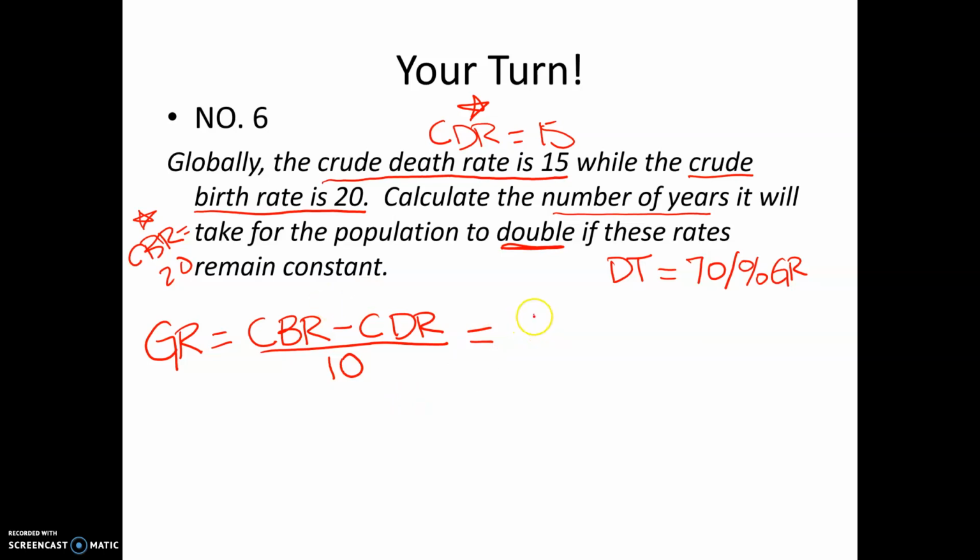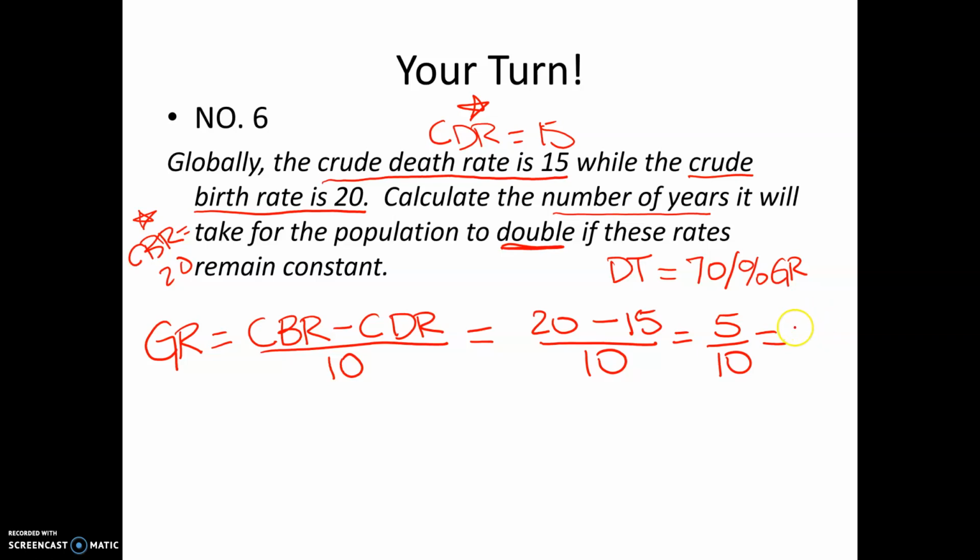CBR equals 20 minus CDR 15, divided by 10. And that 20 minus 15 is 5, divided by 10. And that's going to be a growth rate of 5 divided by 10, which is 0.5.